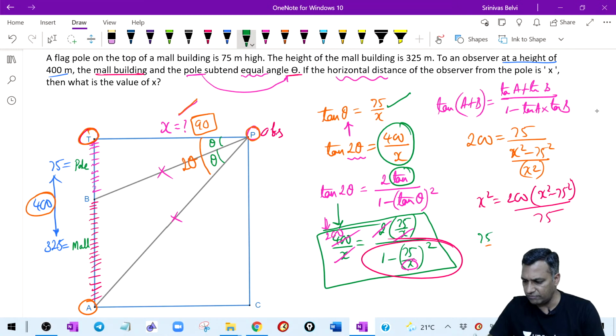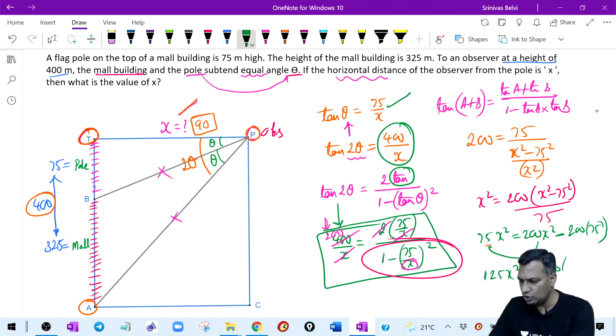Therefore, you have 75 x square on one side, 200 x square on the other side, minus 200 times 75 square. So 200 minus this is nothing but 125 x square. 125 x square is nothing but 200 times 75 whole square. This is what you are getting out here. Hence 125 is 5 times, and this is 8 times. Therefore, x square is equal to 8 by 5 times 75 whole square.